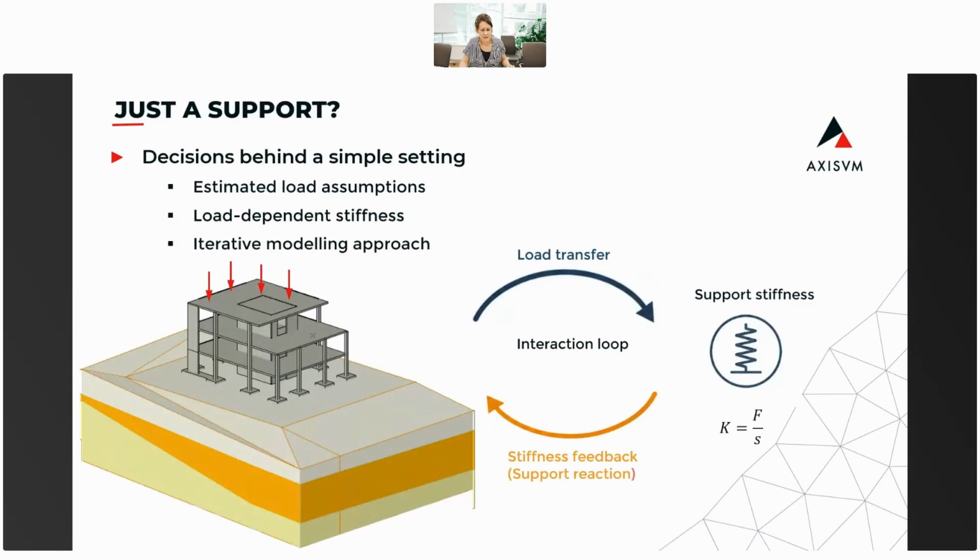Another important aspect is that the support stiffness depends on the load level. But what does it mean? This means that loads are transferred to the ground, and under the foundation, this causes stresses. This way, the loads influence the support stiffness, which in turn influences the structural behavior and the response of the structure. This creates an interaction loop between soil and the structure. Finding the appropriate stiffness often requires several iteration steps. And this example also illustrates that soil and structure can't always be handled separately.